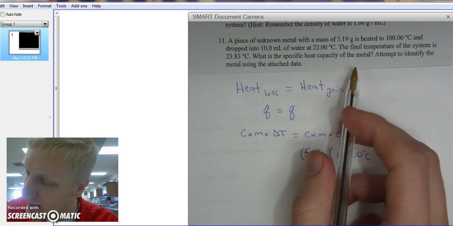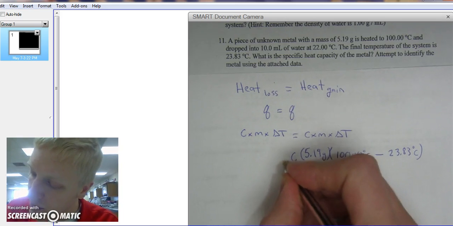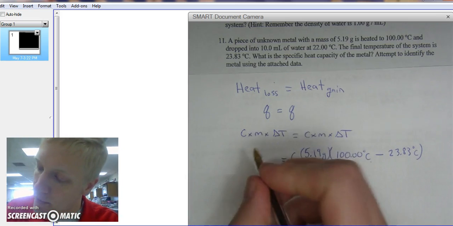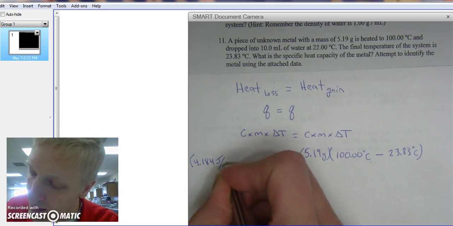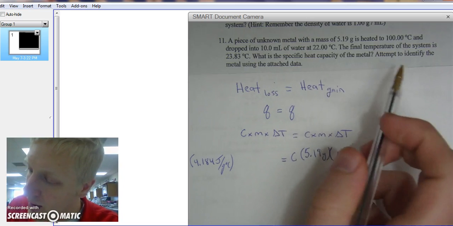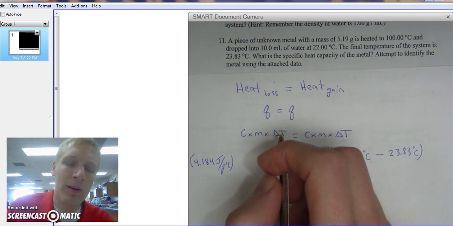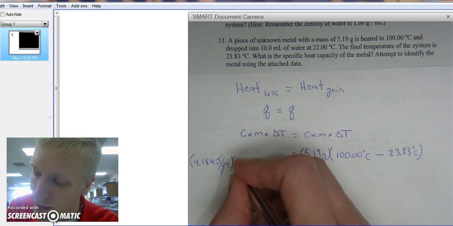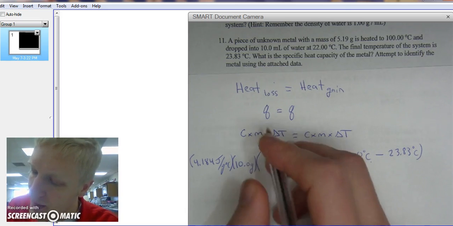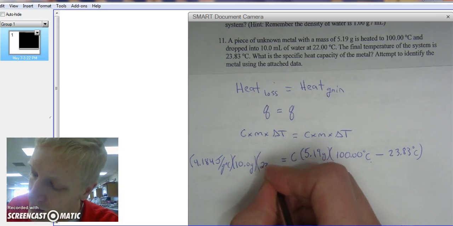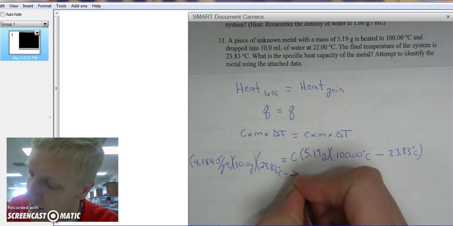Does it give us the heat capacity of this metal? No, it doesn't, so that's our C. That's what we're looking for. Alright, then we got the specific heat of water. That's always 4.184 joules per gram degree Celsius. And then we got the mass of water, 10 mL. When we're talking about water, 1 mL of water is equivalent to 1 gram of water. So we basically have 10.0 grams of water, and our change in temperature, so our final temperature is 23.83, minus our initial temperature, 22 degrees Celsius.